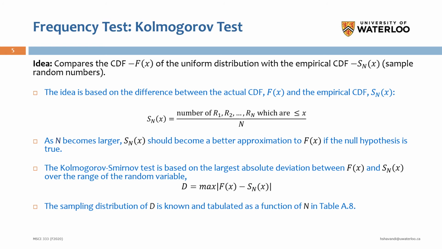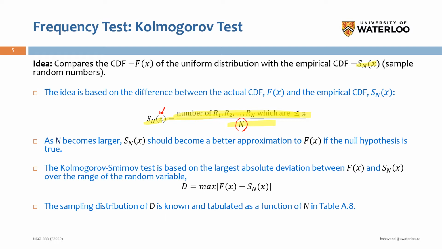In the KS method, we are going to compare the CDF of the uniform distribution with the empirical CDF of the sample of random numbers, which we call SN(x). SN(x) is calculated by this equation: we consider an x, and then we count the number of random numbers which are less than or equal to that x, and then we divide this number by the total size of the sample of random numbers, which is capital N here.